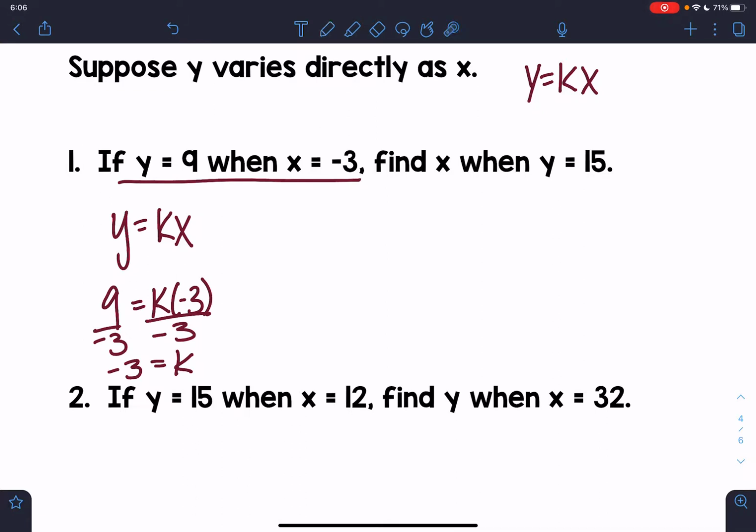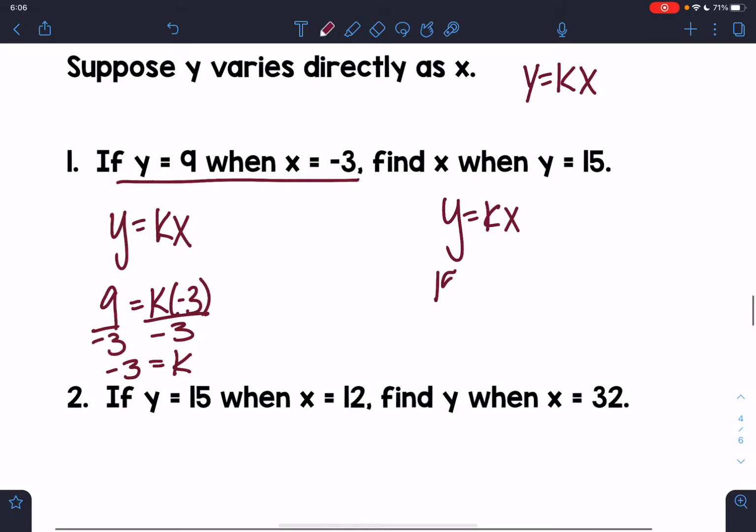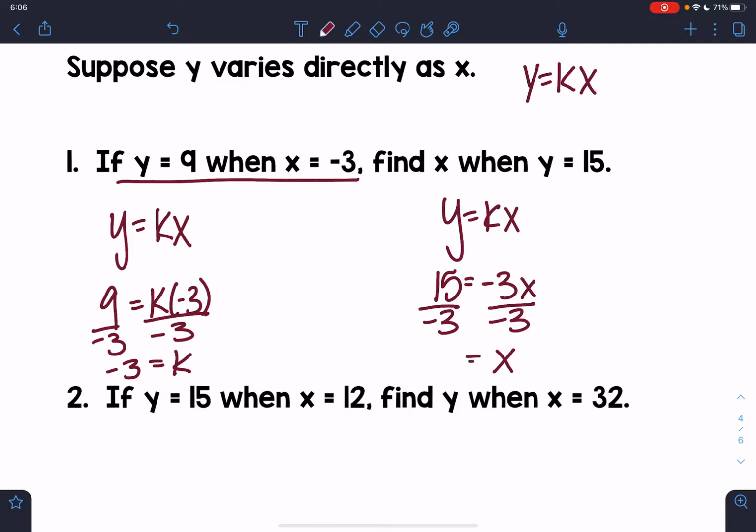So if I want to find x when y is 15, I now have that k value, and I can kind of go in reverse, okay? So using, again, the same formula, y equals kx, I'm going to plug in 15 for y. I now know that k is -3. This can help me find x. So I'm going to divide by -3 on both sides. That gives me x is -5.